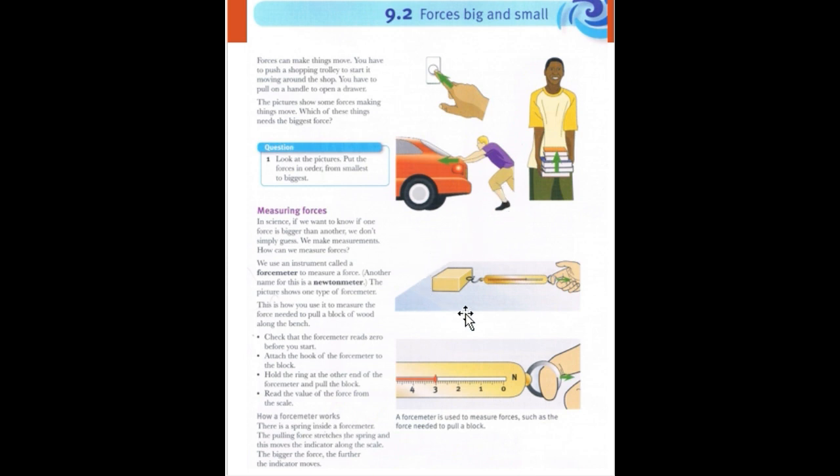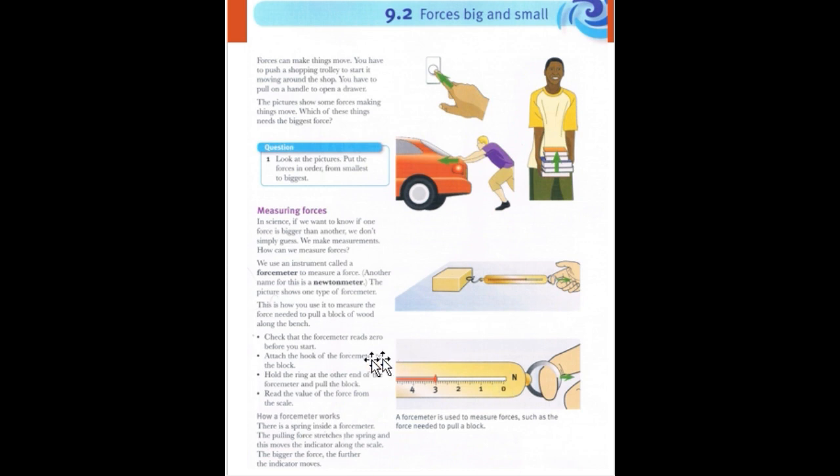In this picture is one type of force meter or Newton meter. How to use this equipment or instrument? Look at this one, students. The first step, check that the force meter reads 0 before you start. Look at the scale. Before you use this one, of course you have to make sure the scale is at 0 Newton like this, a 0 reading.